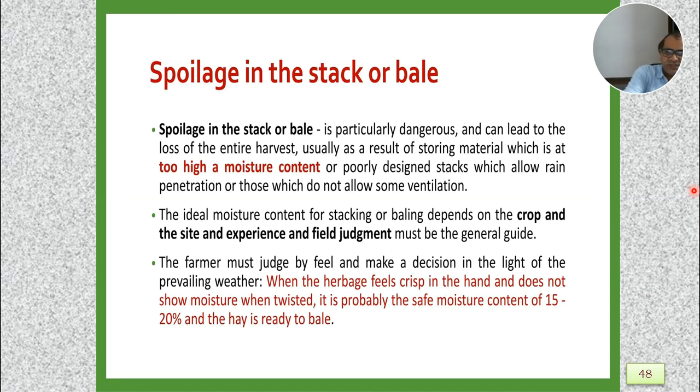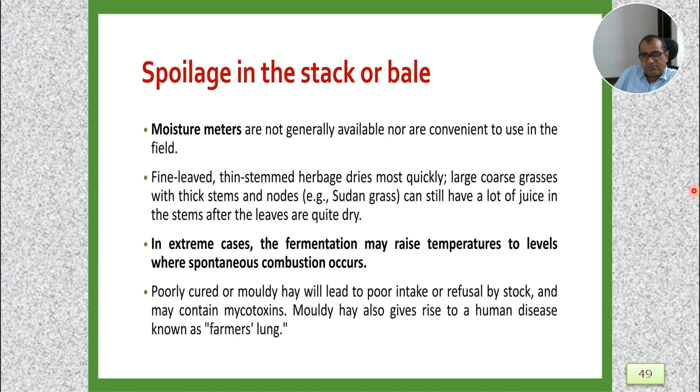The ideal moisture content for stacking and baling depends upon the type of crop, the site, and experience, and field judgment must be a general guide. The farmer must judge by his own experience whether the hay is suitable for consumption by the animals or not. So ultimately, the take-home message is that hay should contain 15% moisture. Moisture meters are generally not available for use in the field.